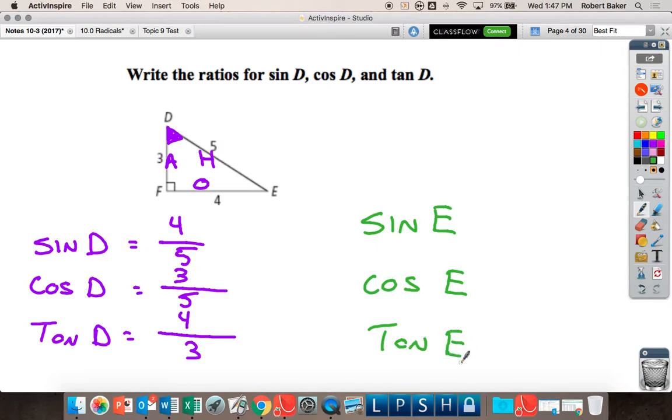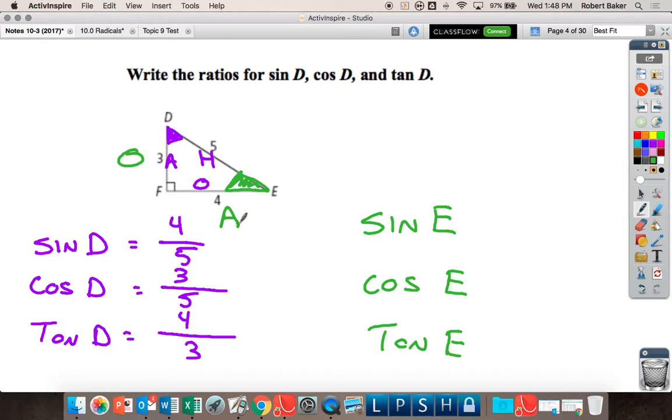Now I want to find the sine of E, the cosine of E, and the tangent of E. Sorry, I have hiccups. What changed? Don't you just switch out the opposite and adjacent? I have to change almost everything, right? Because what is the angle I'm talking about now? I'm talking about angle E now. So now 3 is the opposite side. What's 4? 4 is the adjacent side. Did the hypotenuse change? No.